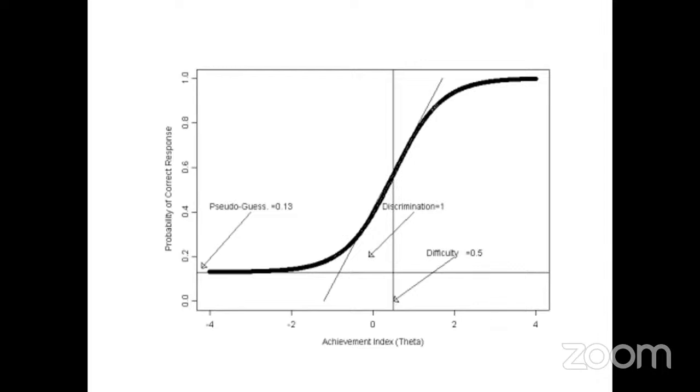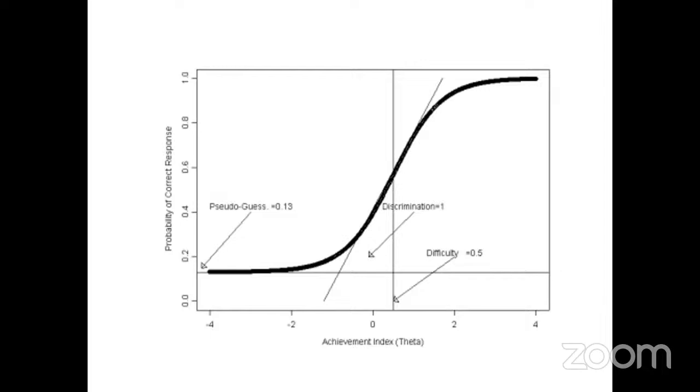This theta level indicates that as you go towards the right-hand side, it means that you have a higher trait level, higher achievement. And the y-axis denotes the probability of correct response. So people who have a higher achievement level, their probability of giving a correct response is way higher than those who have a lower achievement level. That is being indicated by this S-shaped curve, right?